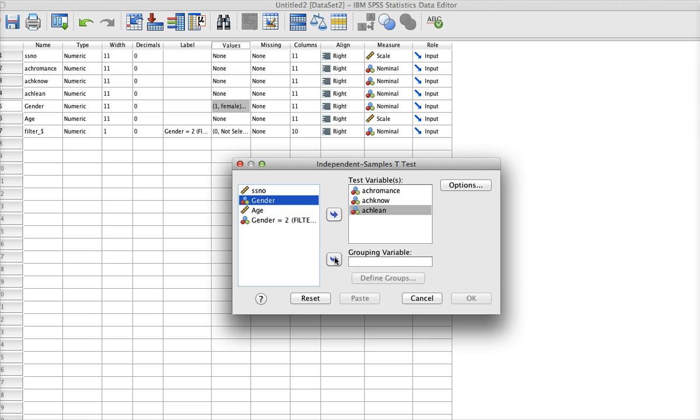Sometimes the labels that SPSS uses are not the ones we talk about in class, but now it wants to know, well, which specific 2 groups are being compared here. Under defined groups, I need to put in the labels or the numbers for the groups I want to compare. 1 for women, 2 for men.